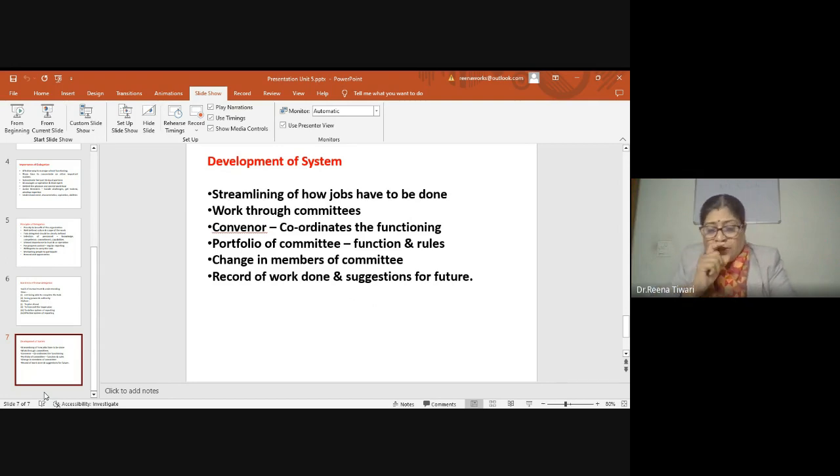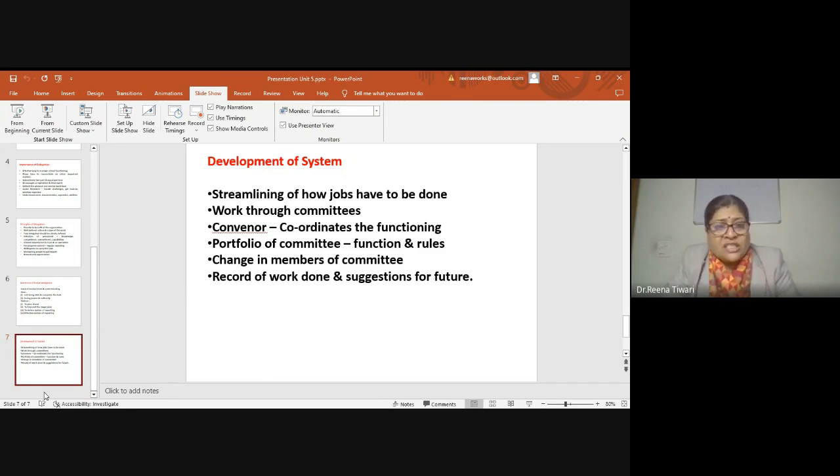As well as that, the work should be delegated through the committees. There can be different committees for the examination system: an examination committee, a sports committee, a discipline committee, a cultural activities committee, an educational tour committee, as well as some other committees which are related to the proper functioning of the school, and the maintenance of records.